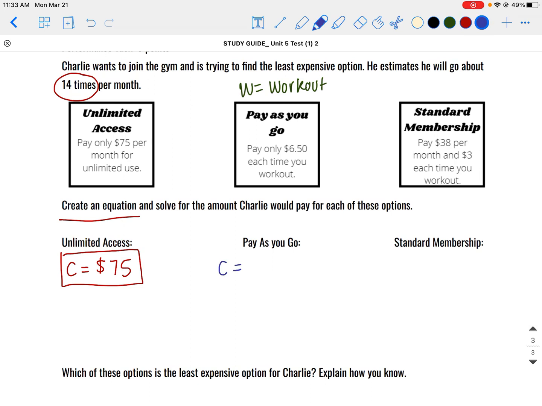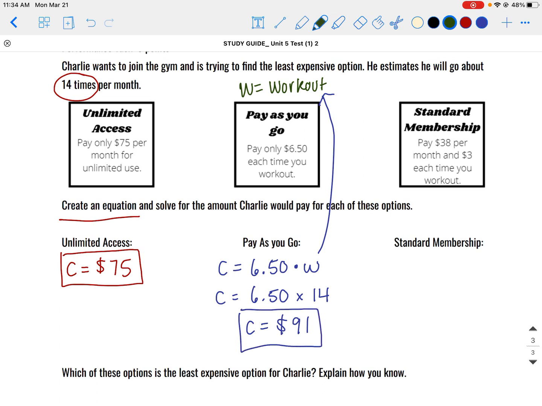Well, our cost here is gonna equal $6.50 each time we work out, right? So $6.50 times W, which is each time we work out. And then we would just plug in how many times we worked out. So in this case, we said Charlie was gonna work out 14 times. So our cost would be $6.50 times 14. And then now you can just calculate what that's equivalent to. And that would be $91.